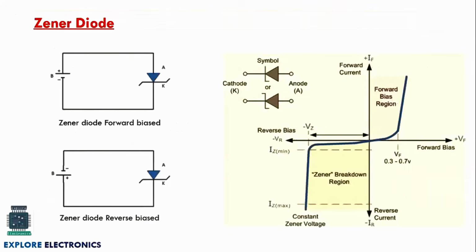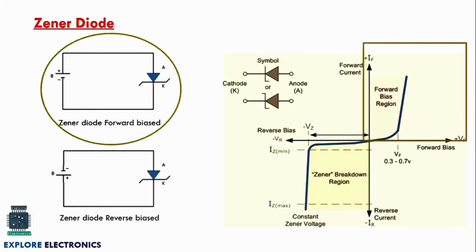So let us understand the working of the Zener diode first. If the Zener diode is connected in forward biased manner, with the positive power supply to the anode and the negative power supply to the cathode, it will act as a normal PN junction diode. You can observe the forward biased characteristics here. After the cut-in voltage, which varies from 0.3 to 0.7 depending on whether it is a germanium or silicon diode, it will start conducting. In the forward biased condition, it will act as a normal diode.